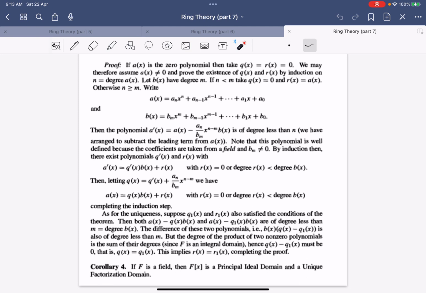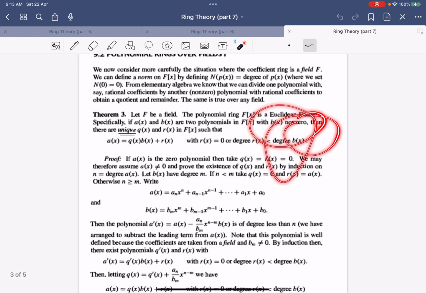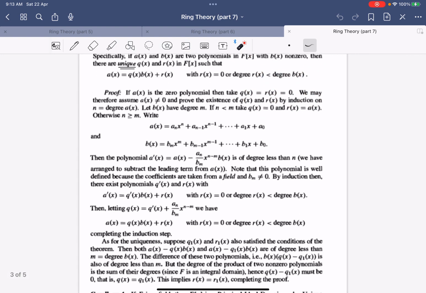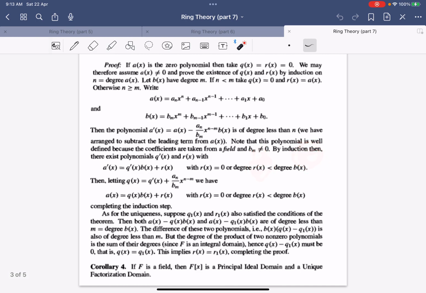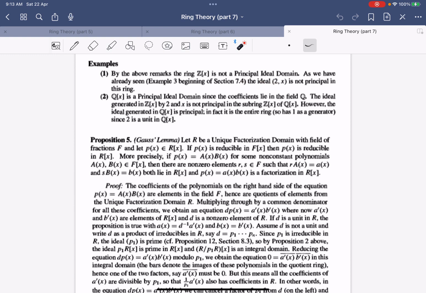And so a corollary of this is just saying that if F is a field, then the polynomial ring over F is a PID and also a UFD, because once you satisfy being a Euclidean domain, a Euclidean domain is a PID and a UFD. And by the example above, we can already see that the ring Z[x] is not a PID, as we see that the ideal generated by 2 and x is not principal in the ring. And Q[x] is a PID because the coefficients all lie in Q.